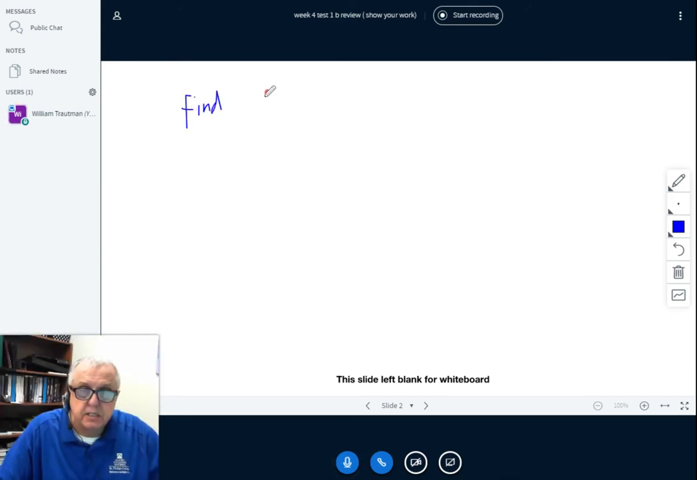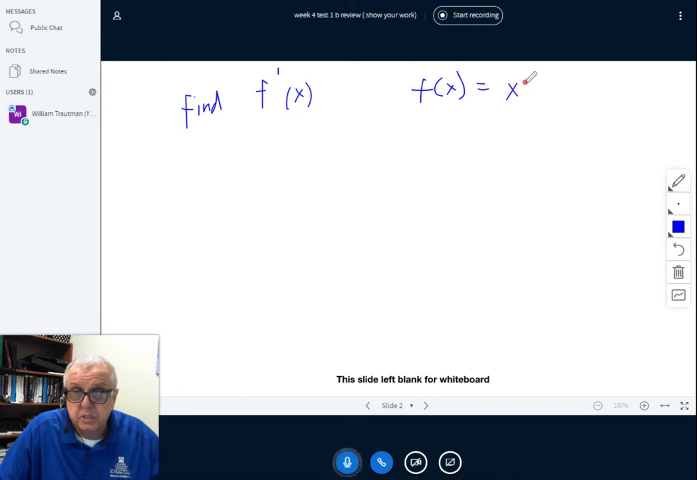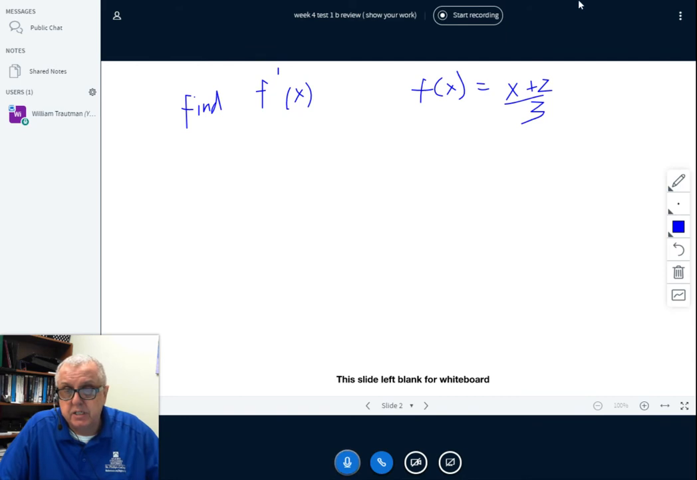Find the inverse of a function. I'm going to write down my function. It could be any function. This is an algebra problem. f of x equals x plus 2 over 3, and find its inverse. Do you remember the steps for finding an inverse?